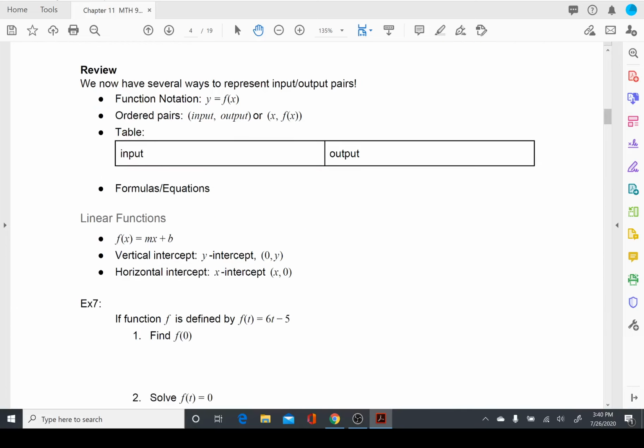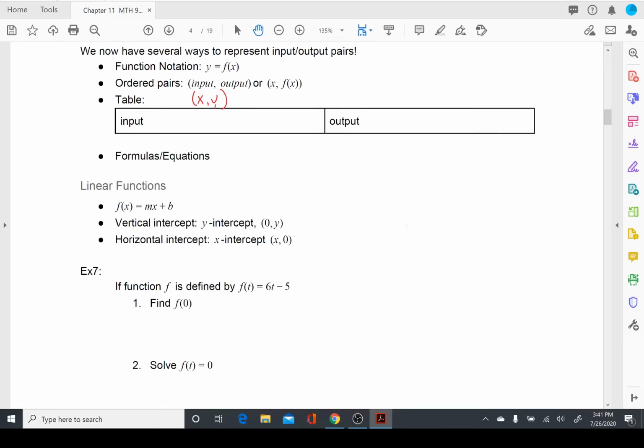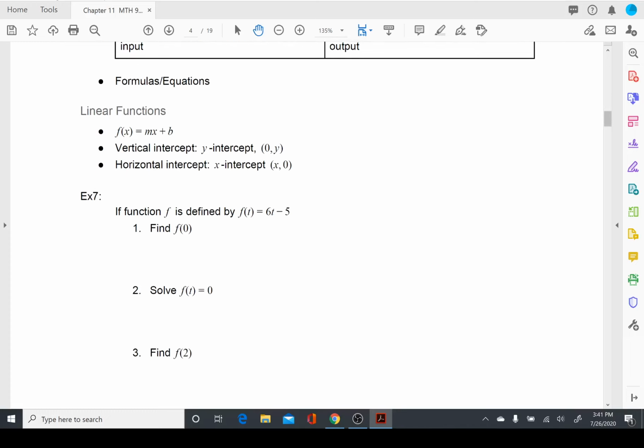All right, so we now have several ways to represent input-output pairs. You have function notation. Before this class, you've been doing input-output XY pairs, or x, comma, f of x. Same thing, so input-output would have looked like this, xy. And you could have made a table, which we've done, of inputs and outputs. We also have formulas and equations. You should have a few things in your bag of tricks here for linear equations prior to this class. If you need a review on linear equations, please let me know.